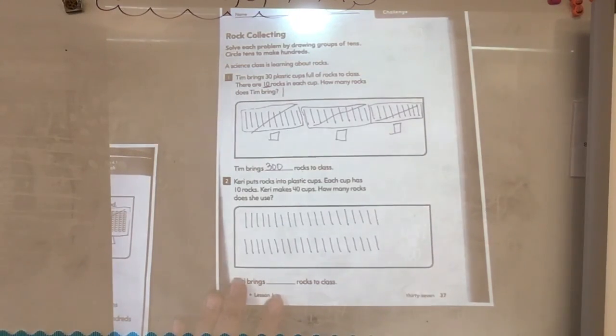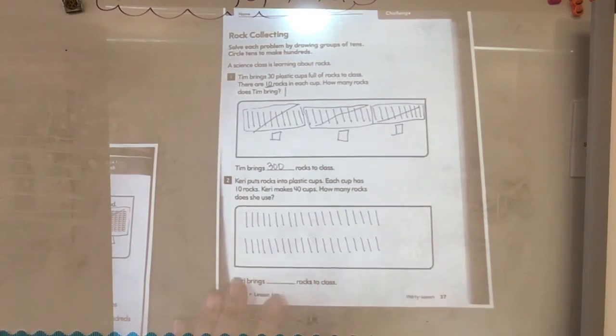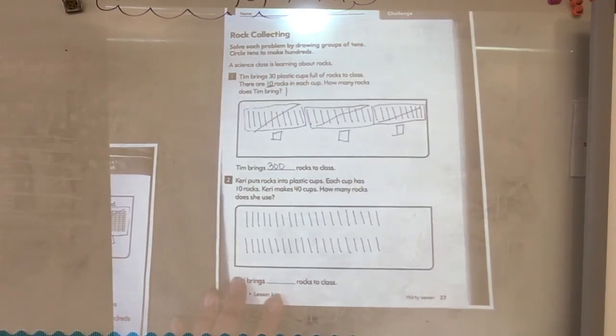So I've explained to them that I could go through and count by tens all the way. But what's going to happen is I'm going to get mixed up somewhere along the line and I'm going to miscount. So if I can condense some tens into hundreds, that'll help me make sure I get the right answer.